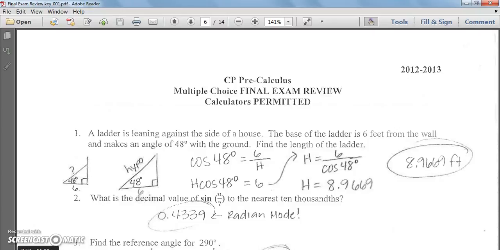Alright, pre-calc students, this is the final exam review for the multiple choice final. So, this has been online for a while, but let's just go through it.